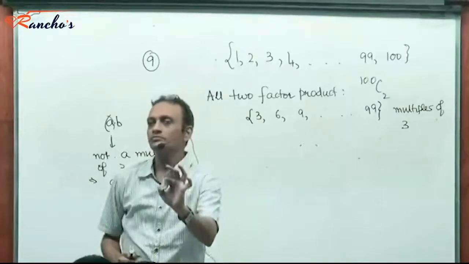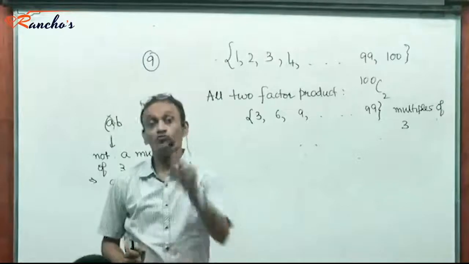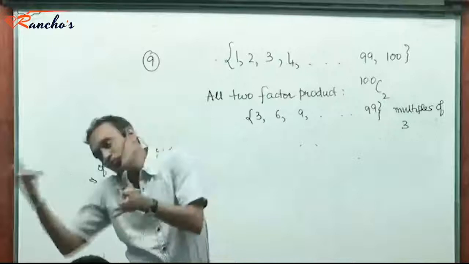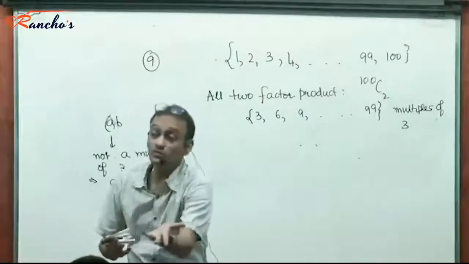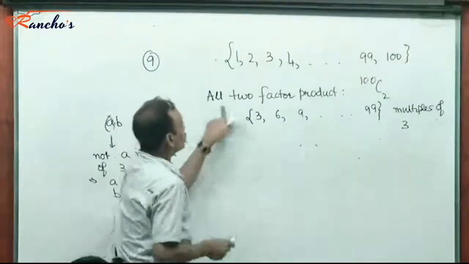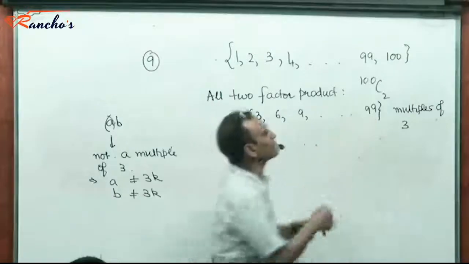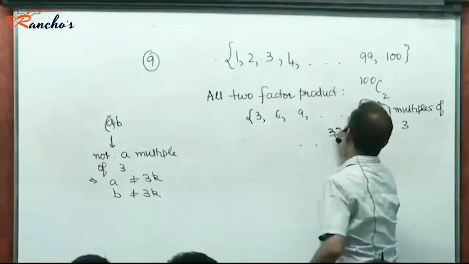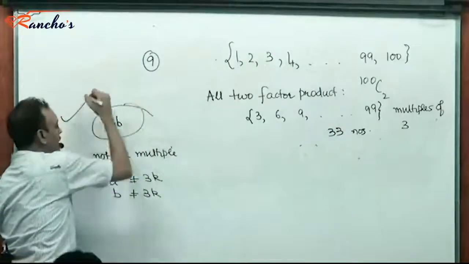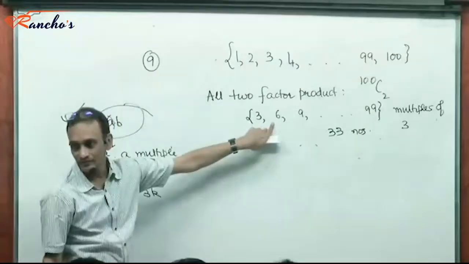I'm trying to find all two-factor products that are not multiples of 3. From 100C2, I remove the count that are not multiples of 3. Then the remaining must be multiples of 3. Yes or no? Yes, sir. Right? Now, if I have to select A and B, I can't select from these 33 numbers. These are 33 numbers in all. So if I am selecting AB such that AB is not a multiple of 3, then A and B cannot be selected from this set.